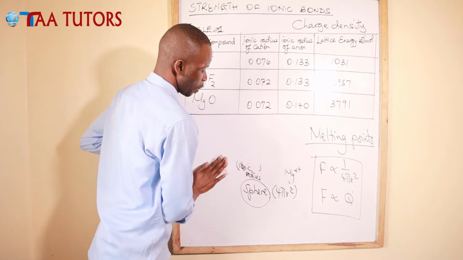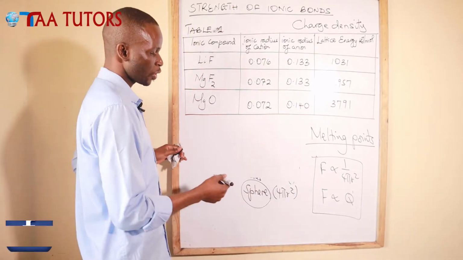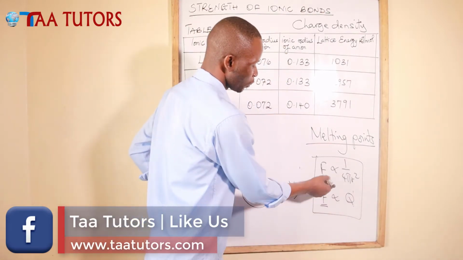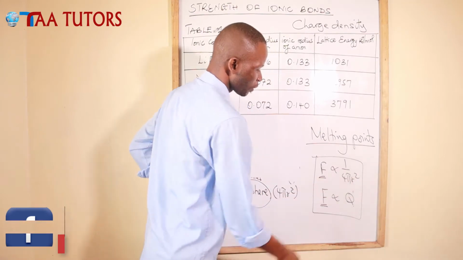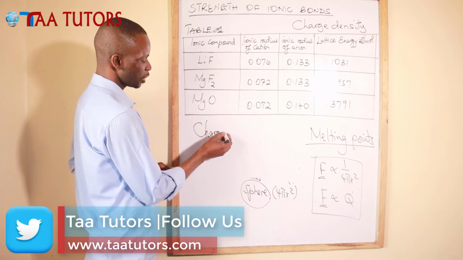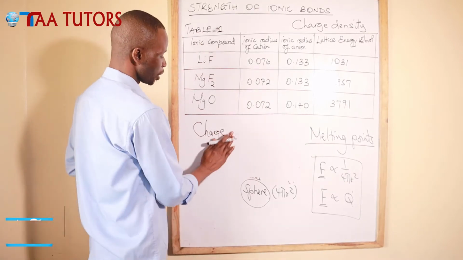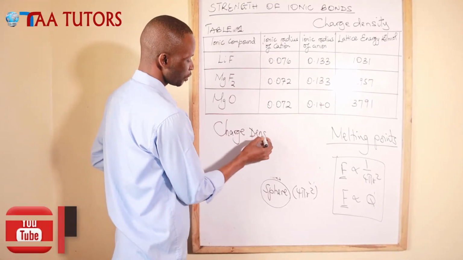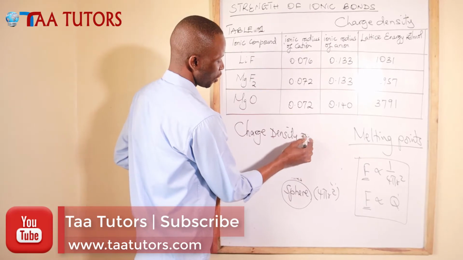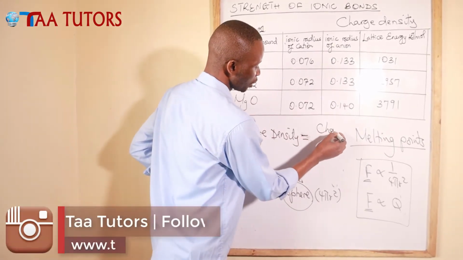And I've said that an ion may be spherical in nature, so we talk about the size in terms of surface area. But again, if we look at these two factors, force of attraction is directly proportional to the charge on the ion, and also inversely proportional to the surface area of the ion, so we can bring in the concept of charge density. And therefore we can estimate the charge density of an ion as equal to charge.